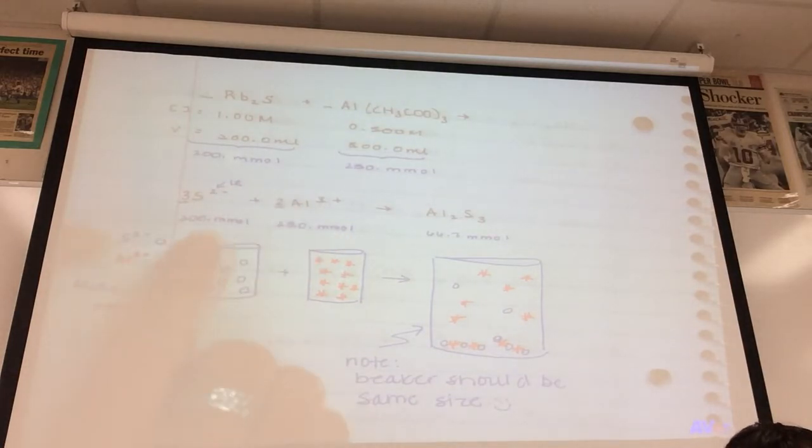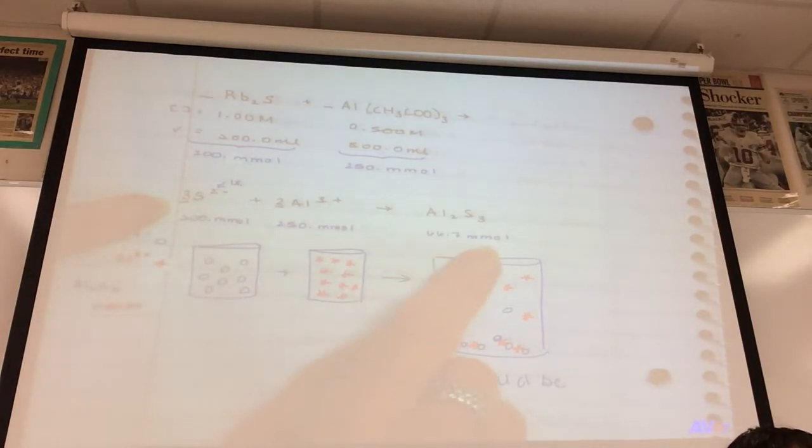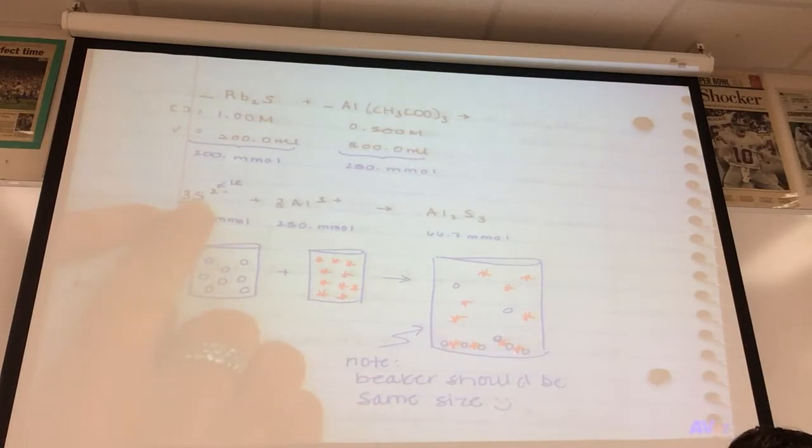Once you established what the limiting reagent was, by dividing by 3, you could figure out how much of this you get, although you didn't really need that. How do you get that? 200 divided by 3.